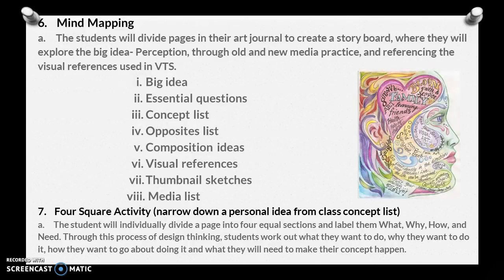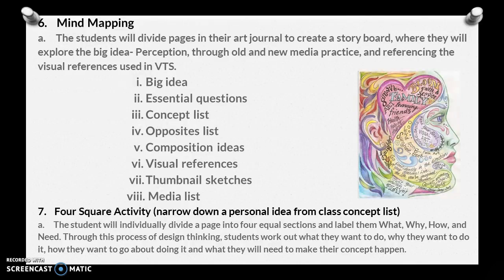An introduction to old and new media is going to fit in here, and then of course there are visual references that we used in the visual thinking strategies. So they can jot notes like the big idea, the essential questions, the classroom concept list, maybe an opposites list. Compositional ideas can be started here. For visual references, I'm printing things, they're pulling things out of magazines, maybe I'm printing the artists that we VTS'd. And then a media list will be introduced in future workshops.